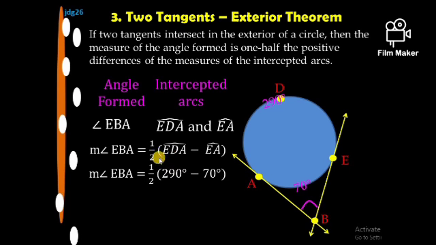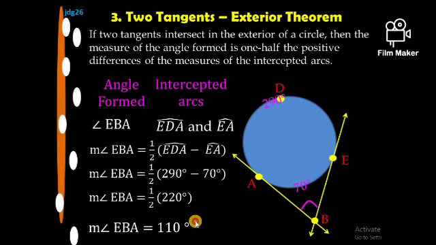Substitute lang natin yung mga given. Yung measure ng arc EDA is 290 degrees. Measure ng arc EA is 70 degrees. So, i-minus lang natin. 290 minus 70 is 220. Then, get the half, which is equal to 110 degrees. And this is the measure of the angle formed by two tangents.